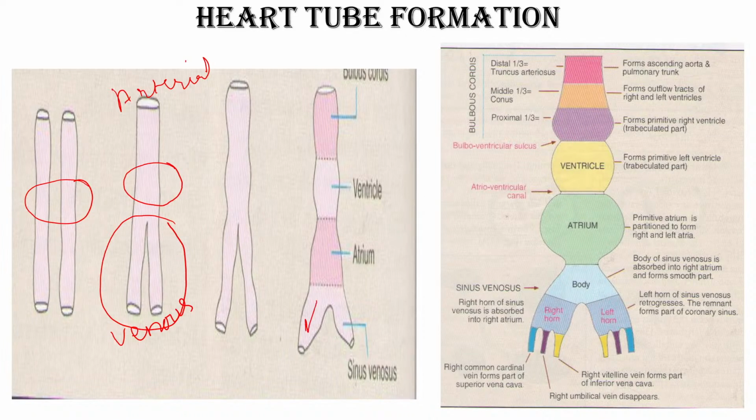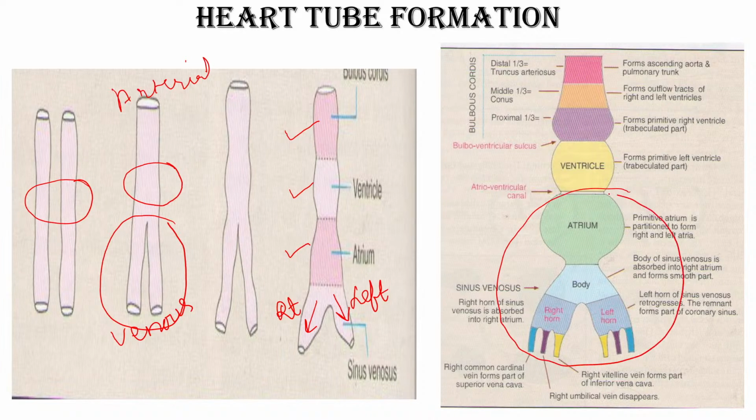which are named as the sinus venosus, and this is the right horn of the sinus venosus and this one is the left horn of the sinus venosus. Other parts of the heart tube are the common atrial chamber, the primitive ventricular chamber and the bulbus cordis, and we are concerned here with this primitive atrial chamber and the horns of the sinus venosus.